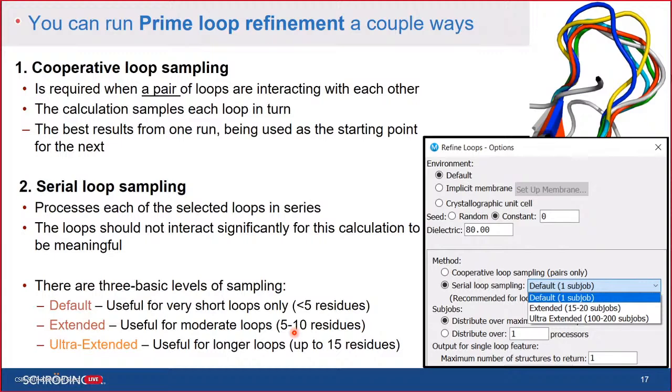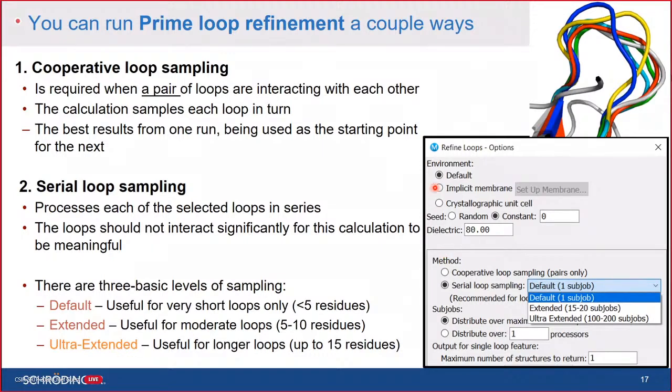But if you need to refine more residues, like 5 to 10 residues, then it needs a better treatment or better sampling of that loop region, and that is covered in the extended loop sampling. And even if it is more than 10 amino acid residues, that is covered in the ultra extended protocol. So you can use these various methods for loop sampling, so all options are present here.